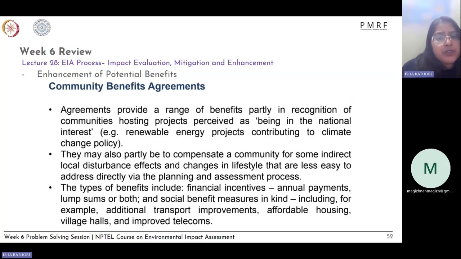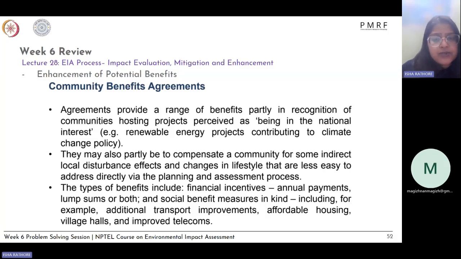We also looked at community benefit agreements. So these are agreements which provide a range of benefits, partly in recognition of communities which are hosting projects perceived as being in the national interest, that is, renewable energy projects which contribute to climate change policy. So these are agreements which are signed between these stakeholders as well as the developer, and it gives certain benefits to the community for disrupting their livelihood and changes in their lifestyle.